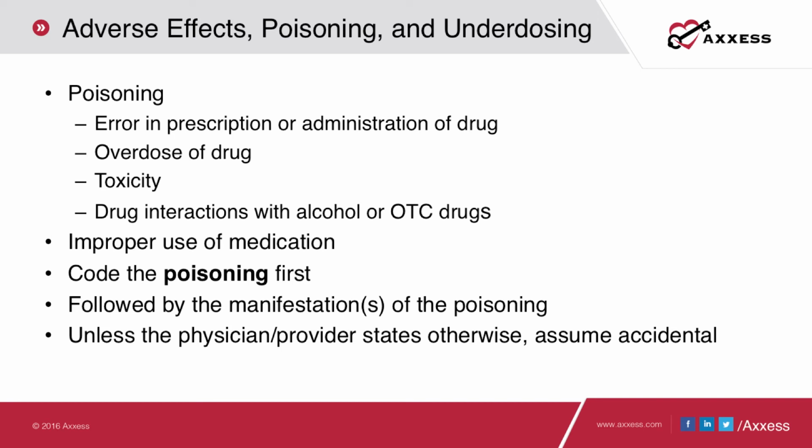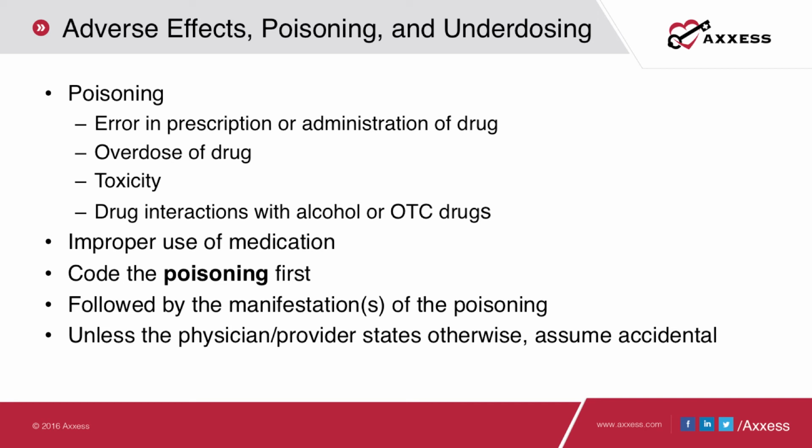Remember, poisoning means there was an error in the prescription or the administration of the drug. This includes an overdose of the drug, toxicity, or drug interactions with alcohol or over-the-counter drugs. This could be an improper use of the medication. When you're sequencing a poisoning, it's a little bit different because you code the poisoning first, and then you follow that by the manifestations of the poisoning. So in this case, if the patient was given too much anticoagulants and they had a hemorrhage, you would code the poisoning of the anticoagulant first, and then you would code the hemorrhage.